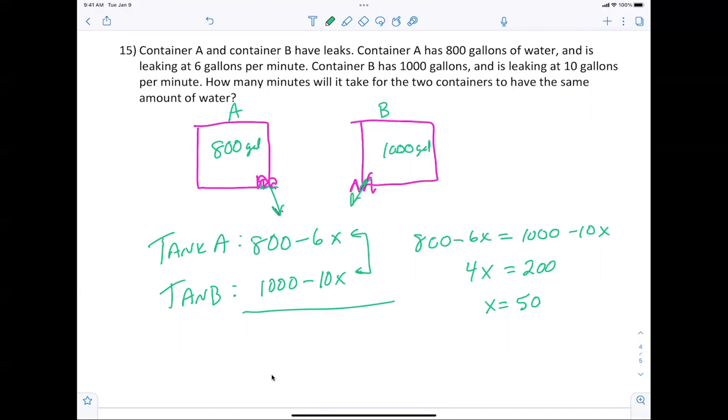Here's what you're not seeing. Yes, right. That's what the question is. How many minutes, right? 50 minutes is good.